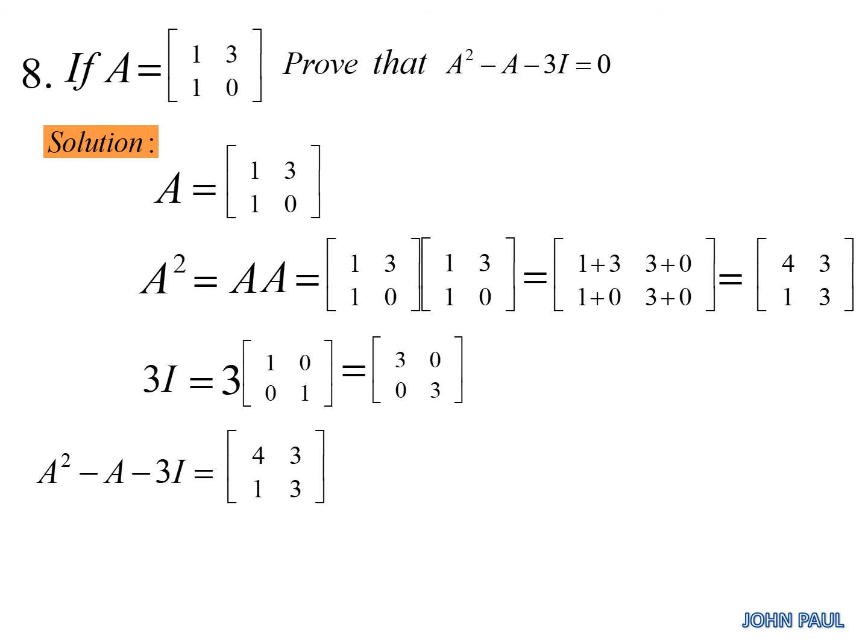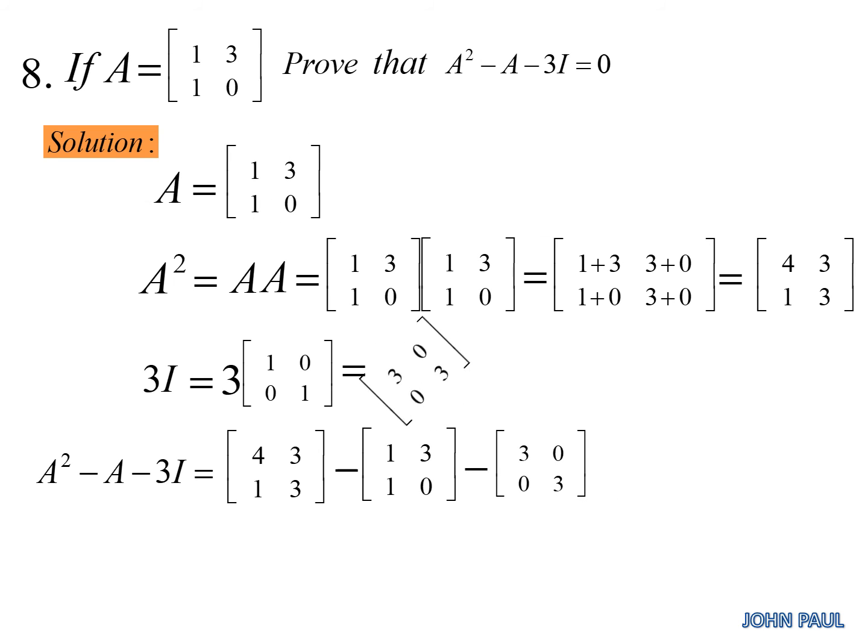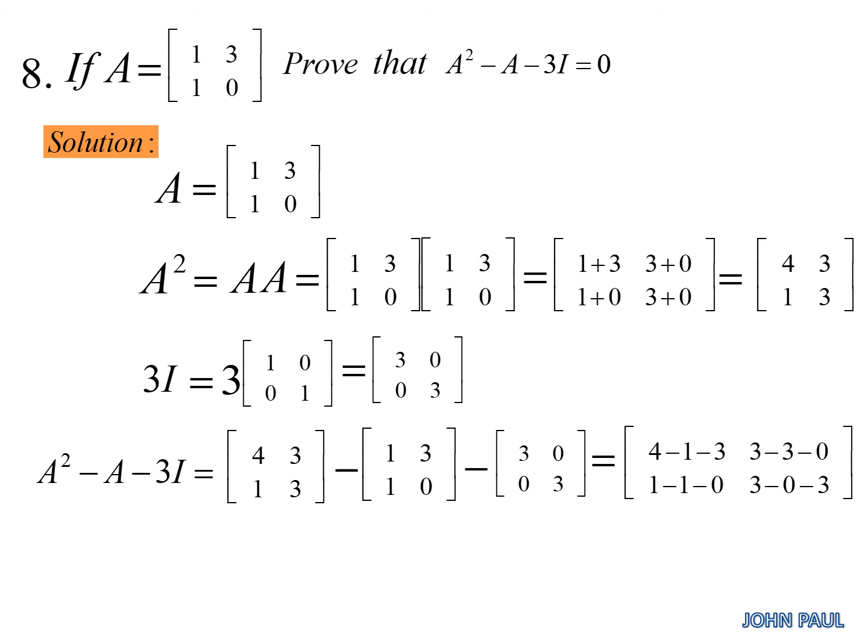Substitute A square. Minus A is given, substitute the A value. Minus 3I is given, substitute 3I. Now by simplification, we'll get 0. We know matrix addition and subtraction, the respective terms we have to simplify. Therefore, we have proved that A square minus A minus 3I equals 0.